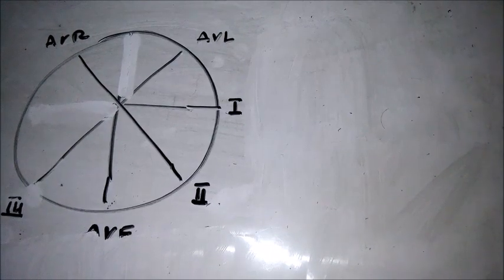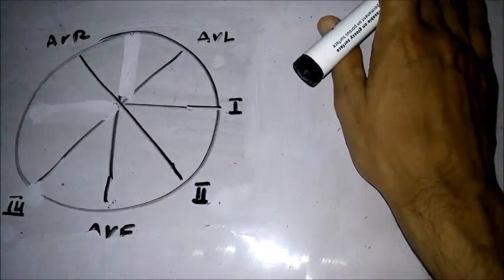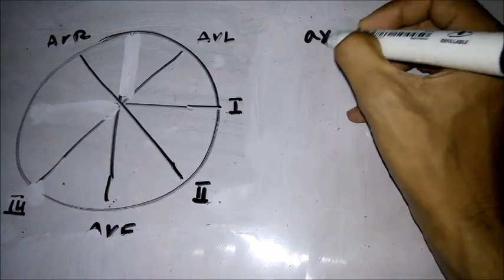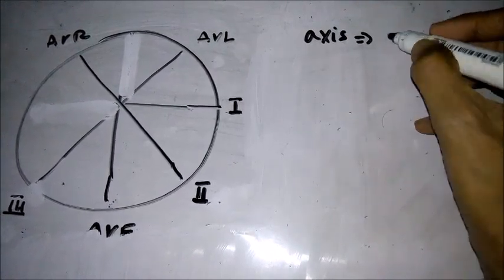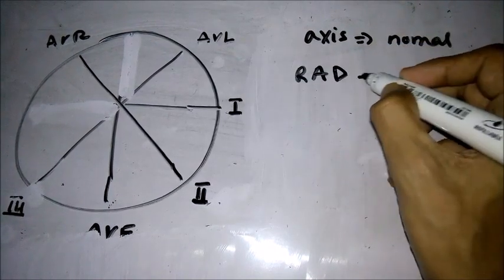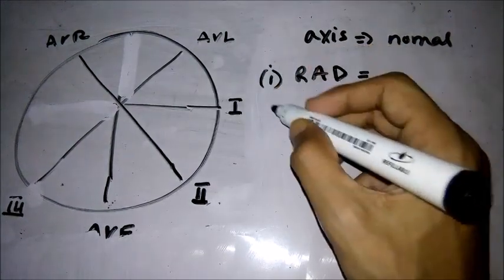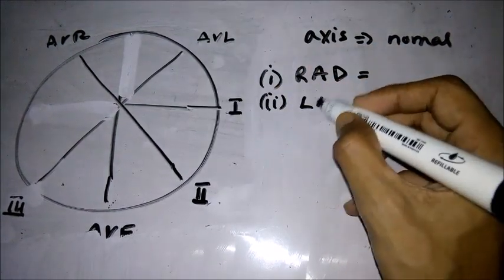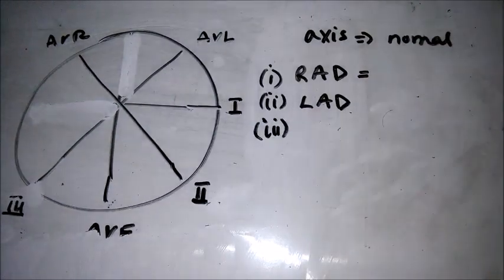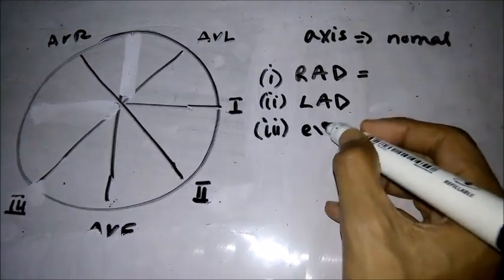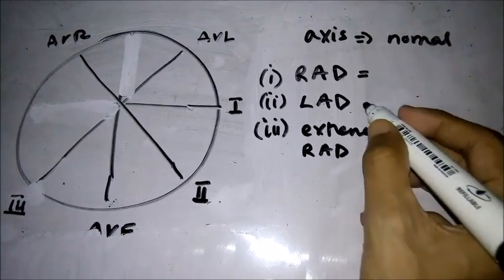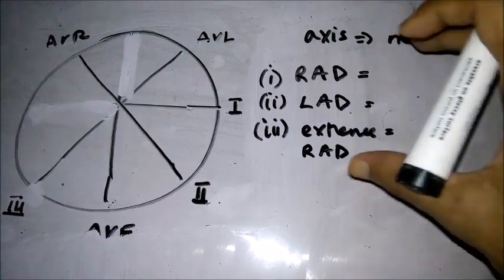Now at a beginner level, you should just know how to tell whether the axis is normal, how to tell whether there is a right axis deviation, RAD, how to tell whether there is a left axis deviation, and how to tell whether there is an extreme right axis deviation, right? So at the basic level, you should just know how to tell these three.